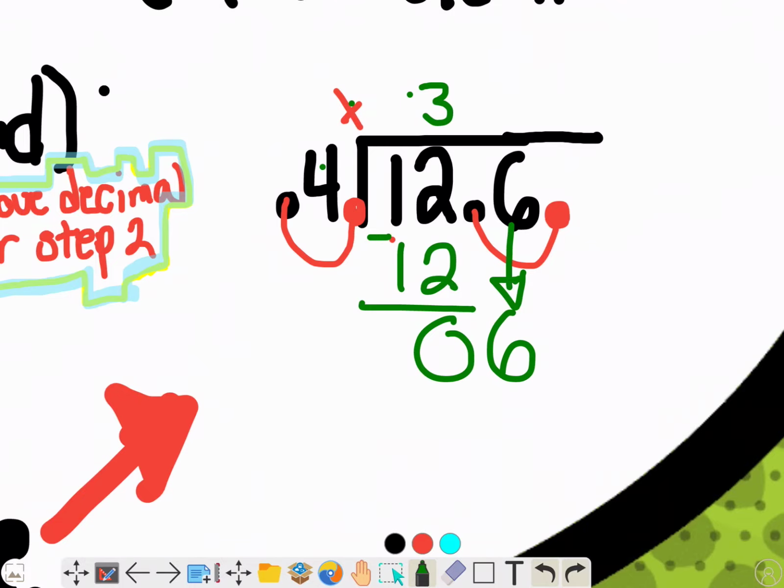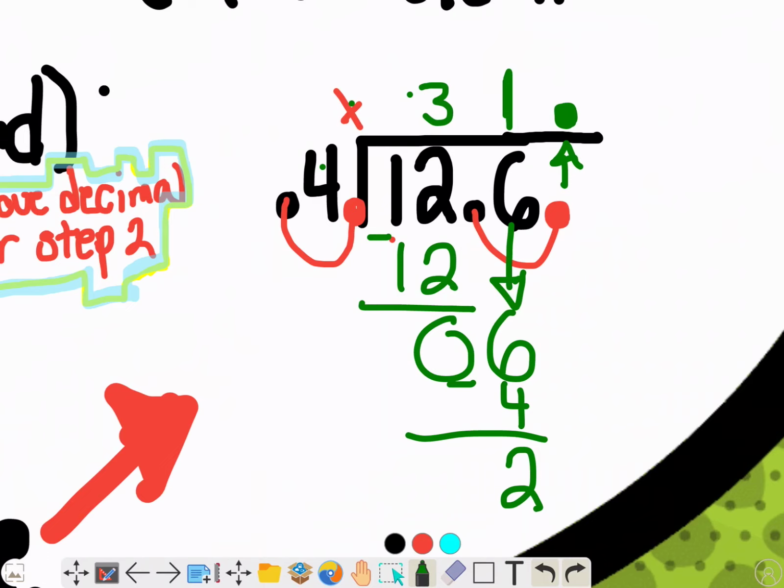Now, some people are going to make the mistake of going ahead and putting a decimal right here. That's not accurate because your decimal is not there anymore. Your decimal is right over here. So you ask yourself, can 4 go into 6? Yes. How many times? Once. And 6 minus 4 is 2.